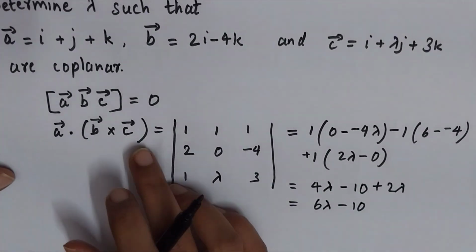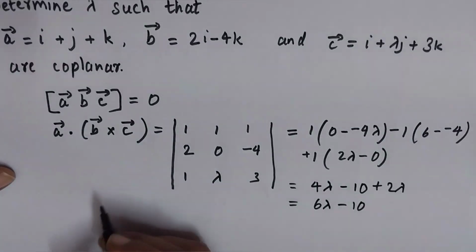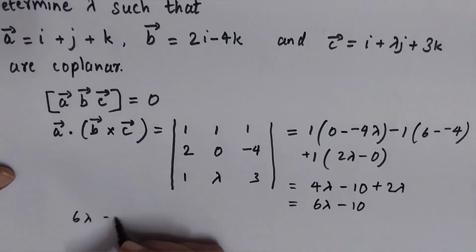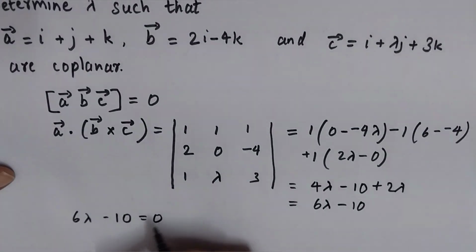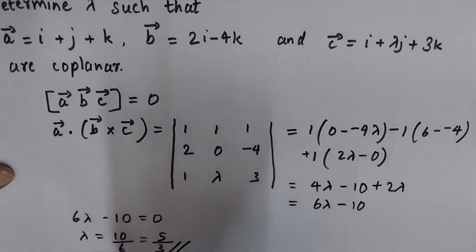Now this is our box product, 6 lambda minus 10. Now 6 lambda minus 10 is equal to 0. That means lambda is equal to 10 by 6, which is equal to 5 by 3. This is our answer.